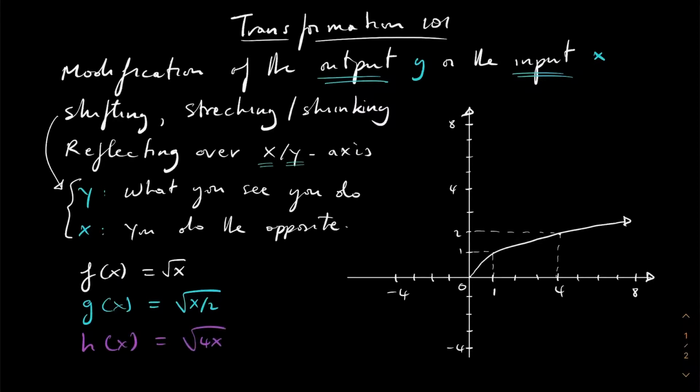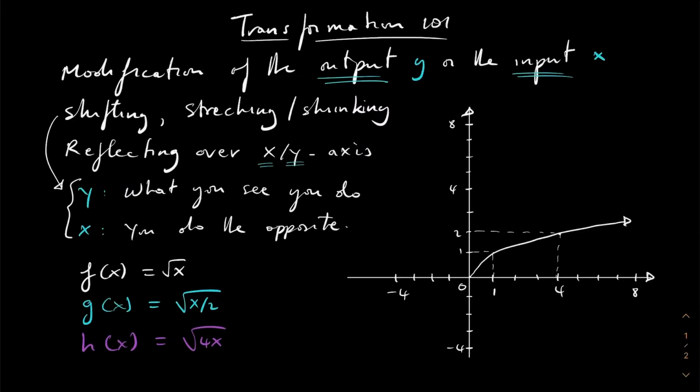Remember, we are doing the opposite of what we see here. And so since the input in the function g of x is being divided by 2, to obtain the graph for g of x, we are supposed to multiply the input x. And so looking at the graph of f here, we are going to multiply the input x of all of these points in order to obtain new points for the graph g of x.